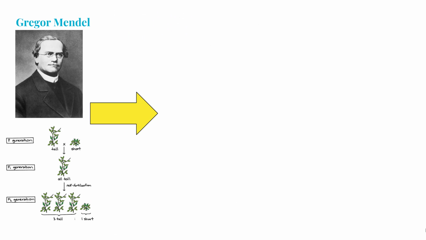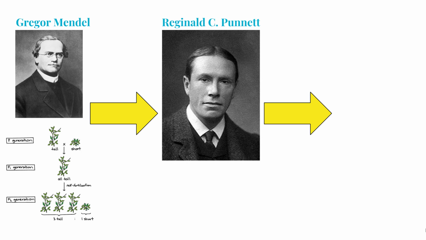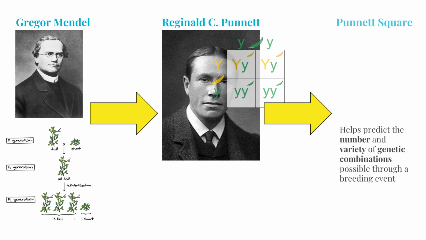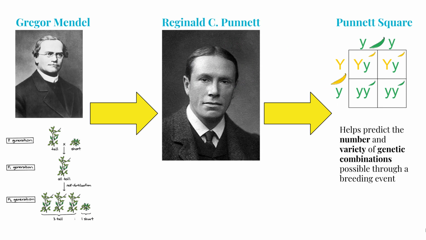Gregor Mendel is considered to be the father of genetics. His experiments on pea plants in the mid-1800s helped form our basic understanding of the laws of inheritance. Supported by his fascination with Mendel's work, Reginald C. Punnett devised the Punnett square in the early 1900s. The Punnett square was a simple method to predict the number and variety of genetic combinations possible through a breeding event.